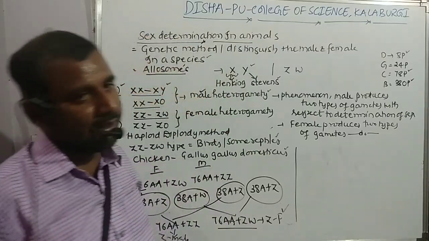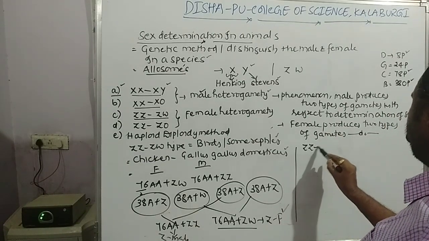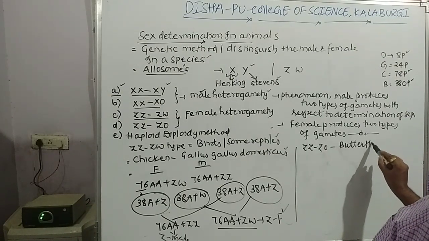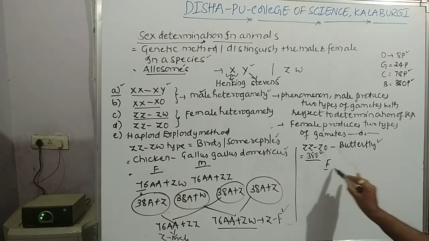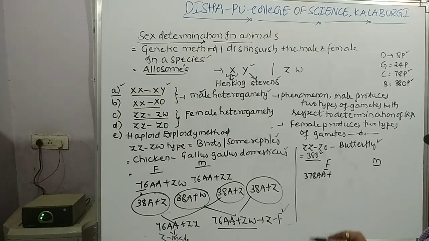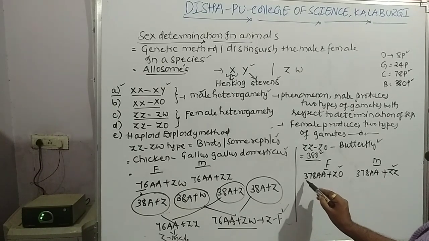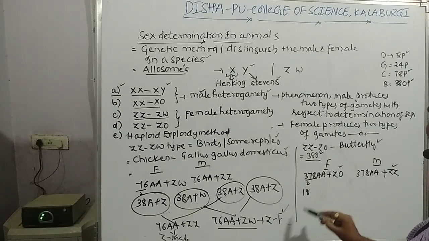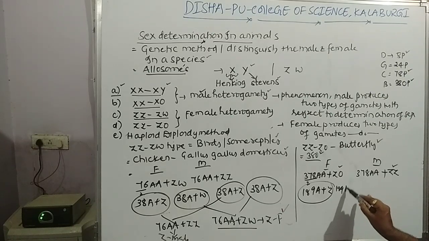Now one more genetic method in female heterogamy is the ZZO type. An example of ZZO type is the butterfly. How many chromosomes does a butterfly have? 380 chromosomes. The first indicates female, the next indicates male. So 380 means 378 autosomes plus ZO for the female, because female is heterogamy, and 378 autosomes plus ZZ for the male, which is homogamy. Thereby 378 divided by 2 is 189 autosomes plus Z, which becomes one gamete, and 189 autosomes plus O becomes another gamete, the female gamete.